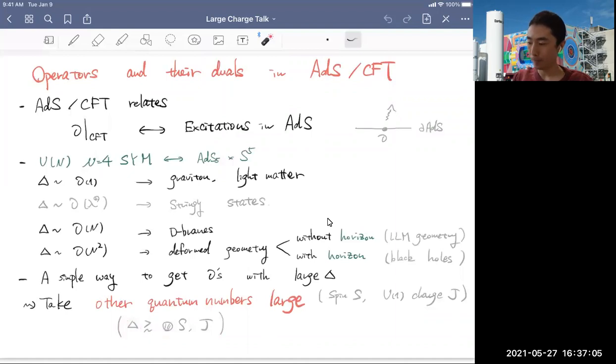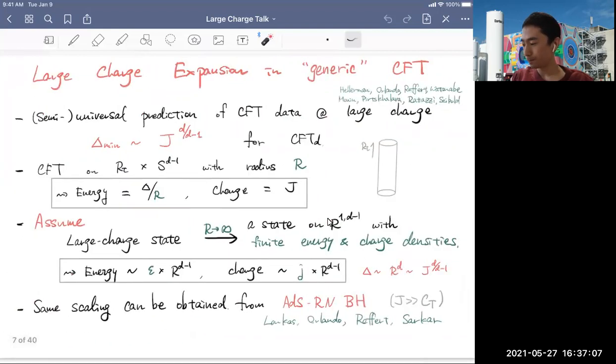Okay, so let me just briefly review the very basics of the large charge expansion. Of course, I don't think I need to review this for this audience, but just to make sure we are on the same page.